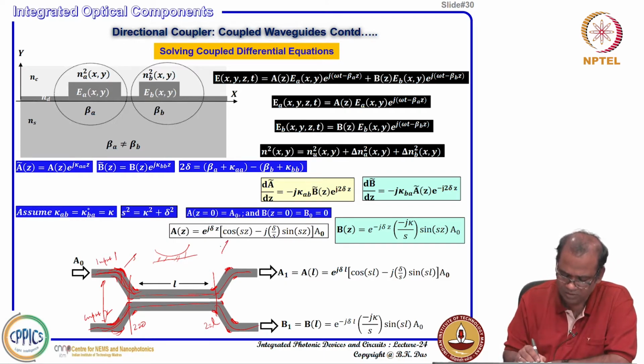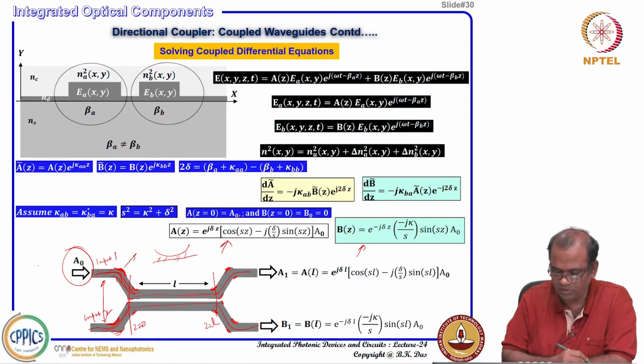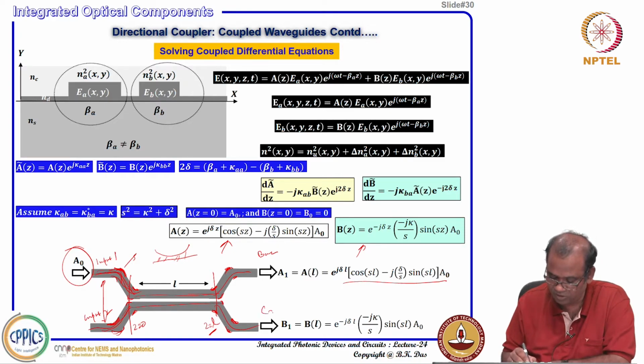Now, I know that these are the two equations. If I have A naught, I am launching here in one of the waveguides, then I know A z at z equal to L. Everywhere at z equal to L, if I put that in, I will get whatever is at the output. This is actually called the bar waveguide, and whenever you are launching with respect to this one, this would be called the cross waveguide.